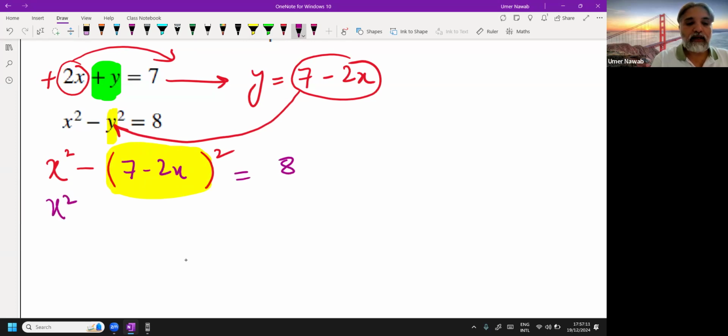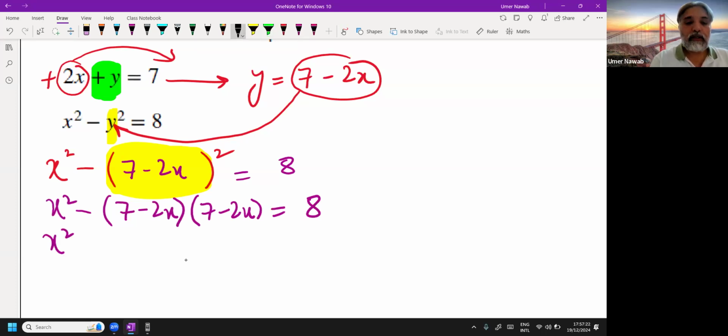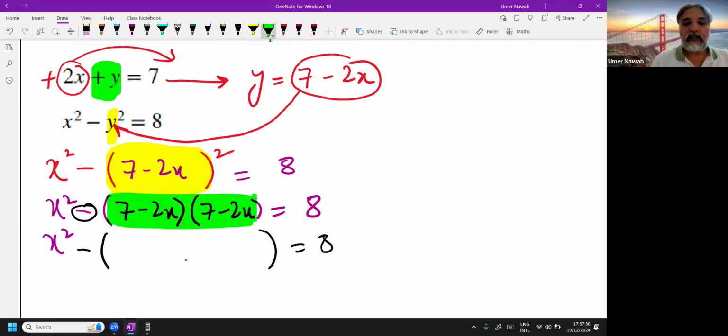And how do we do that? You remember 7 minus 2x, this bracket I'm going to copy 2 times in multiplication form. Okay, now the bigger mistake which normally students make, they will forget about this negative sign. This negative sign has a very, very important role here. Why? Because it has the tendency to change all the signs inside the bracket. So boys, when you multiply 7 minus 2x with 7 minus 2x, do this multiplication within a bracket. If you don't write the bracket, then you will be mistaken.